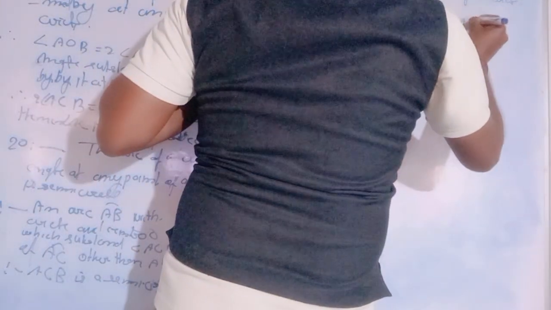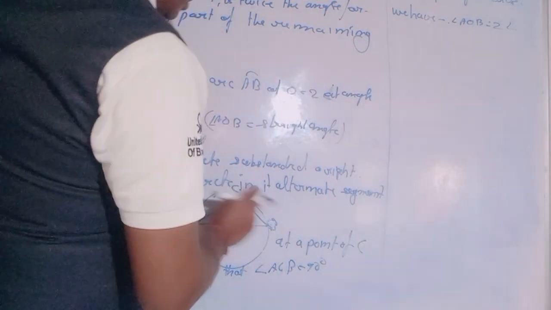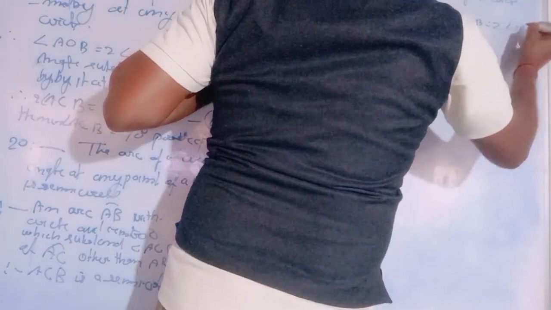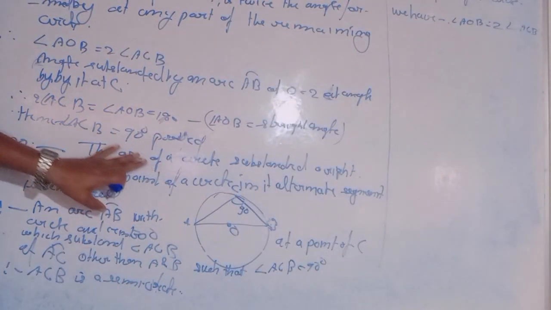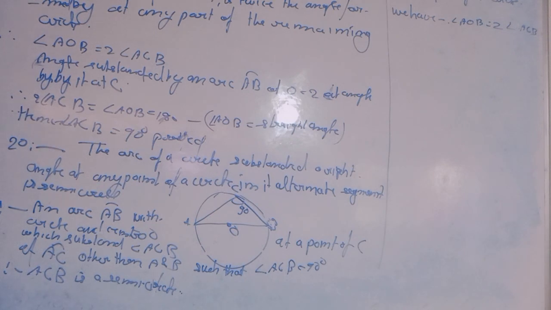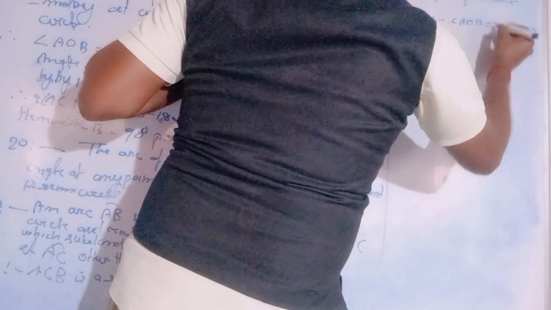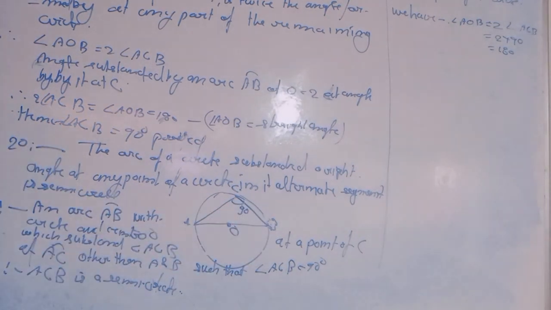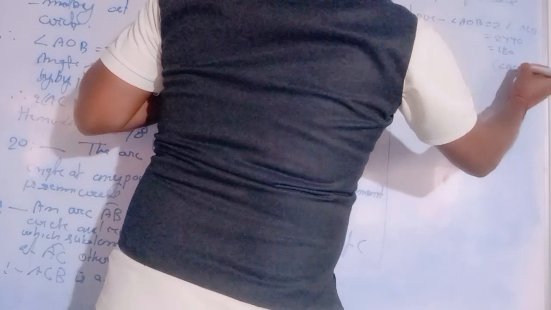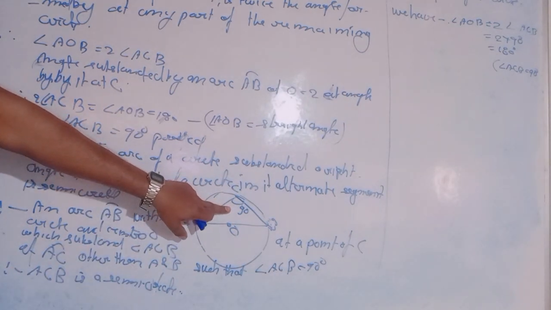Angle AOB is equal to 2 angle ACB, because it's a right angle. As we know, it is equal to 2 into 90 degrees, equal to 180 degrees, because it's 90 degrees and it's a straight angle. The angle subtended at the center is double the angle subtended on the remaining part of the arc. So, 2 ACB, where ACB is equal to 90 degrees, already given here.